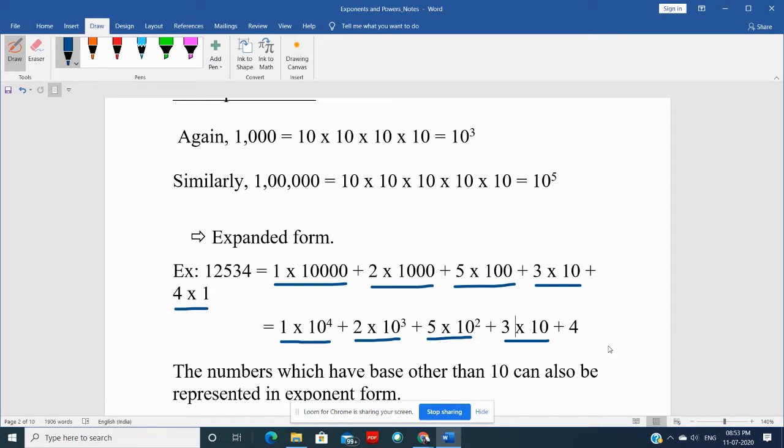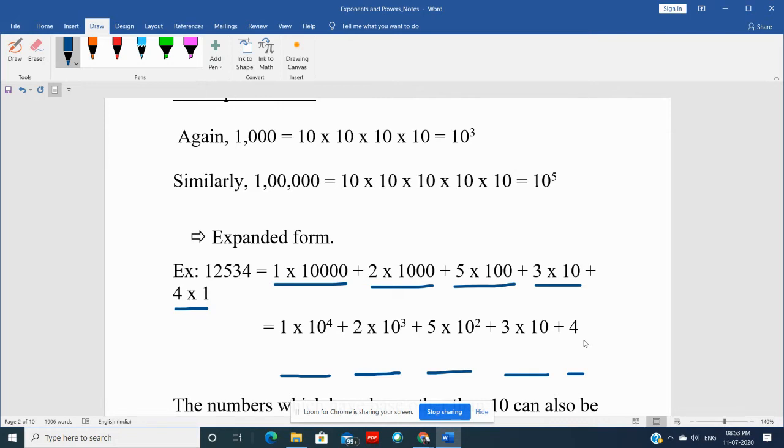Okay, and 4 ones are 4. So let me first finish this and then I'm giving you this important rule. If you see here, 10 raised to the power 4 means 10 multiplied by 10 multiplied by 10 multiplied by 10. Similarly, 10 raised to the power 3, then here 10 raised to the power 2, and here there is nothing, not even 1. So we know that if there is nothing, it means 1.